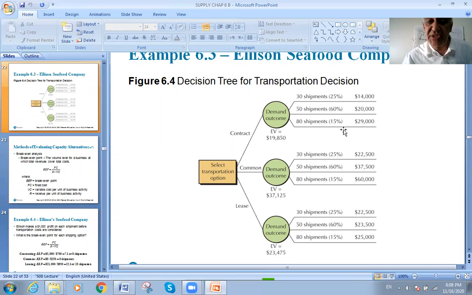Always make sure that each branch is 100%. This is a branch of the tree, and this is a branch of the tree. Each branch makes 100%, not more, not less, because all the probabilities of an event equal 100%. So they must be complete. And I told you, if one is missing, you will get it by subtraction from 100%.